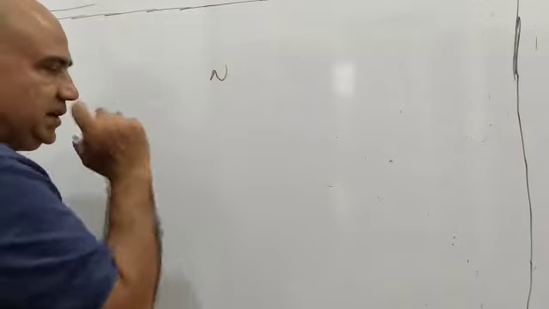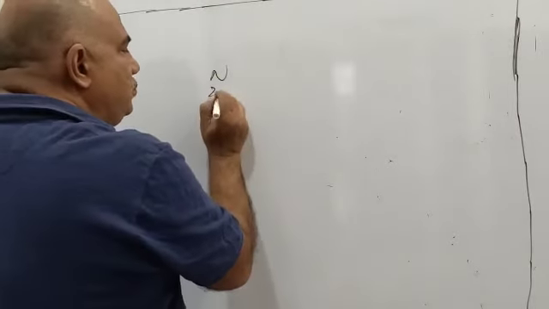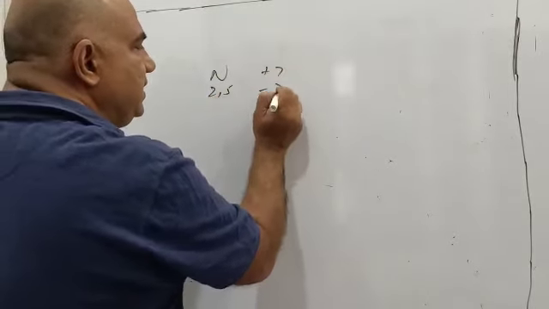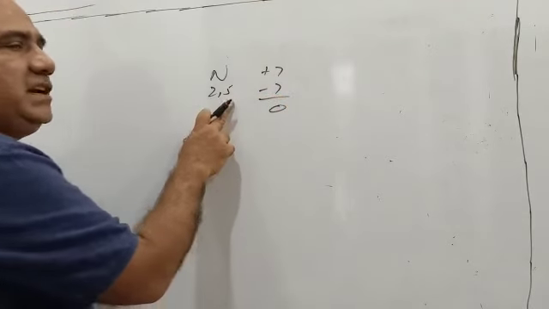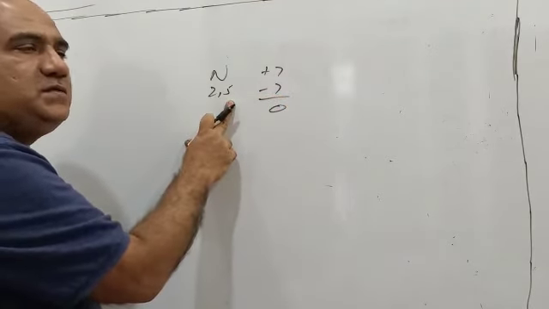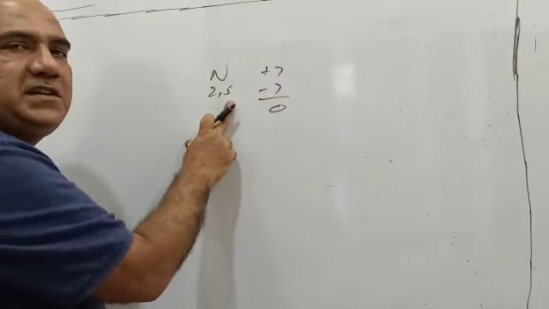If I take nitrogen here, 2 and 5, plus 7, minus 7, overall charge 0, this cannot lose 5 because of energy consideration. On the contrary, it has to gain 3. So on gaining 3, 2 and 5 plus 3 electrons, this will become 2 and 8. So plus 7, minus 10, minus 3. So this will have minus 3, and this is a trivalent anion. This is the nitride ion. Nitride ion.